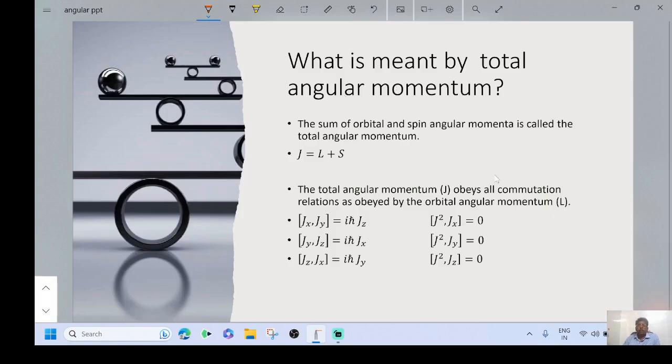What is meant by total angular momentum? J equal to L plus S is our total angular momentum, which is the summation of orbital and spin angular momentum. The total angular momentum obeys all the commutation relations as obeyed by L.